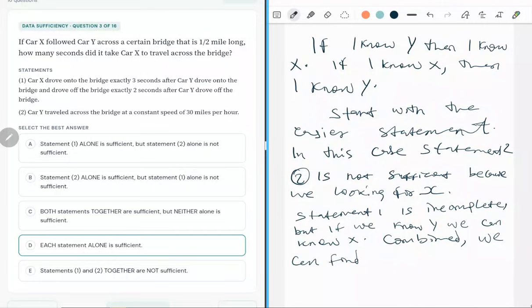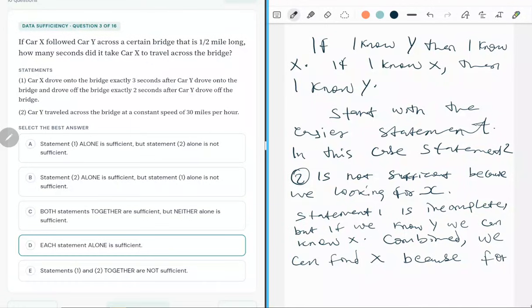So I know C is not correct, right? Do you know that from the second statement we can find the time for y? Yeah, but the question is asking about X and not Y. That's the problem. Do you know that from the first statement, if we know s, we know y?